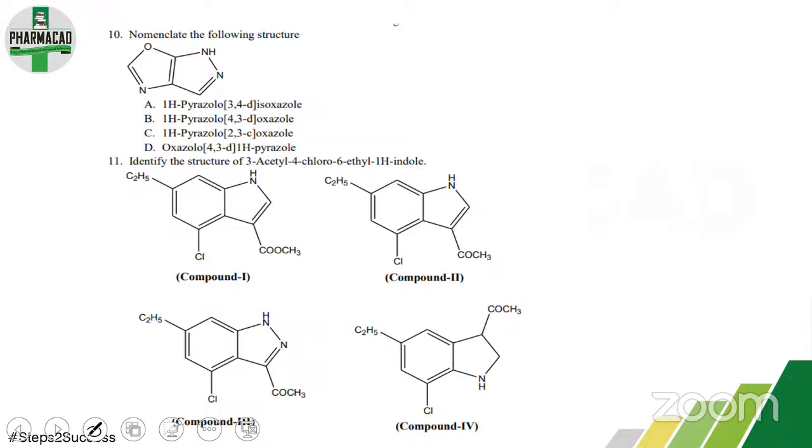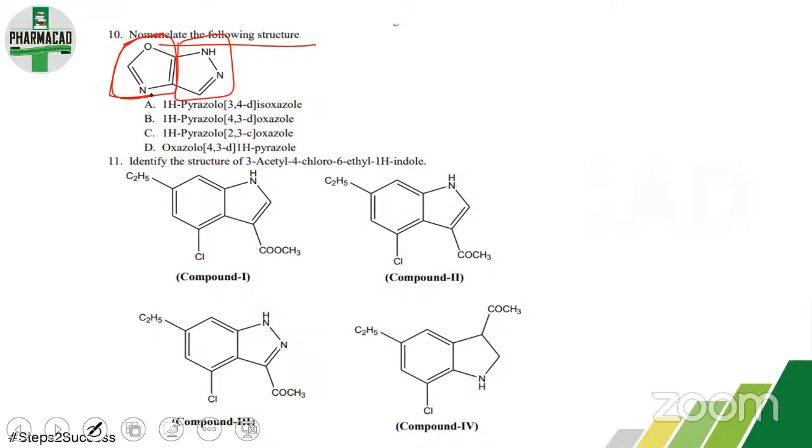Next question, name the following structure. This is two heterocycles which are fused with each other. Out of that, the first heterocycle has oxygen and nitrogen, whereas the second heterocycle has nitrogen and nitrogen, which are on first and second positions. Whenever we have oxygen, as per priority, the heterocycle ring with oxygen and nitrogen will get the priority. So that becomes our parent ring.